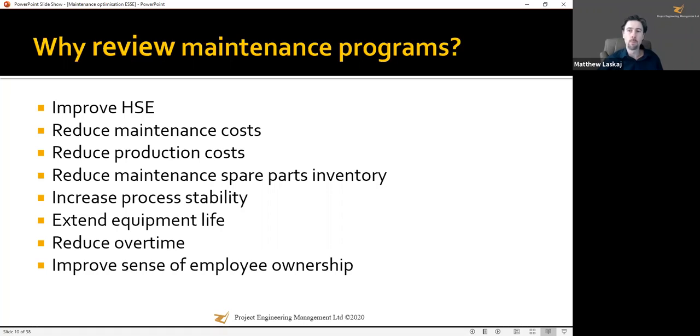Increase stability. If we know when we plan to do the work, when we need the labor, when we need the spare parts, we can actually make our process more predictable, which makes it a lot less stressful. That's getting us out of that reactive cycle. Okay, so make it predictable, make it stable, less stress. And another way we want to do this is what we call improving employee ownership. If we can get the operators and the maintenance team feeling responsible for the equipment, like they own it, they're going to look after it better.